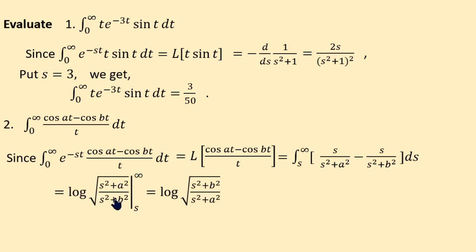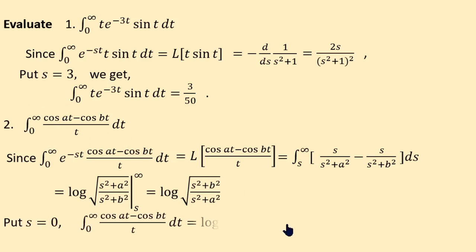from s to infinity. For the upper limit, when s is infinity, this becomes 1, log 1 is 0, so 0 minus log of a by b is nothing but log b by a. So, the final answer is log root s square plus b square by s square plus a square. This is the Laplace transform of cos at minus cos bt by t. That is nothing but integral 0 to infinity e power minus st cos at minus cos bt by t dt. And to get the integral value of this, see what the s value is: e power 0 t, if s is 0, e power 0 is 1. So, you will get this one.